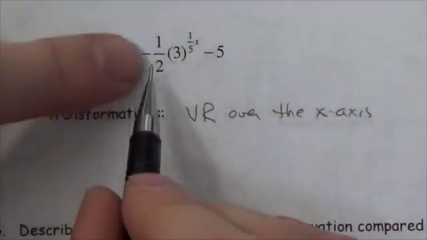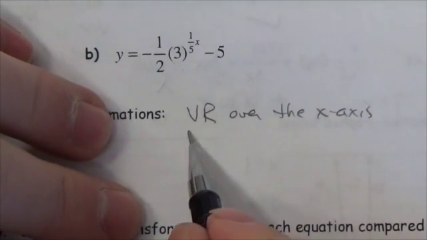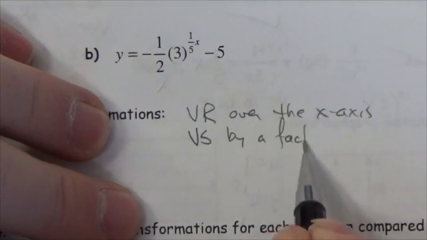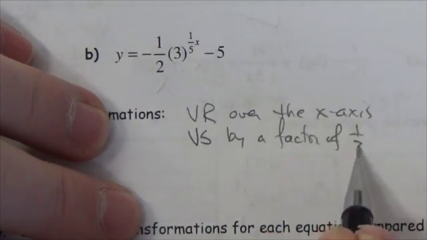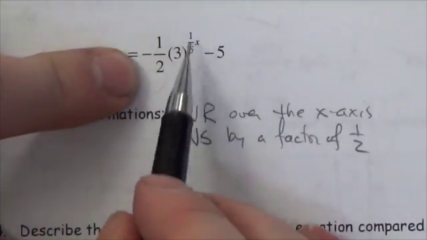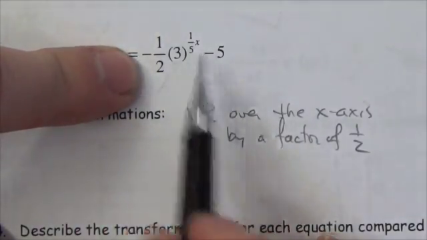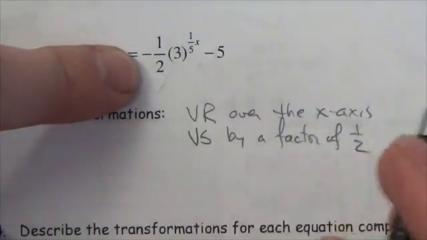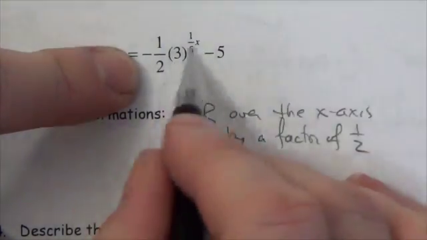Okay, good. The 1/2 here is going to end up representing a vertical stretch by a factor of 1/2, because I'm multiplying it by the function. Now I'm going to move up into the exponent. Notice that I'm multiplying x by a fifth here. Well, what would I have to do to get x by itself? I have to multiply by 5.